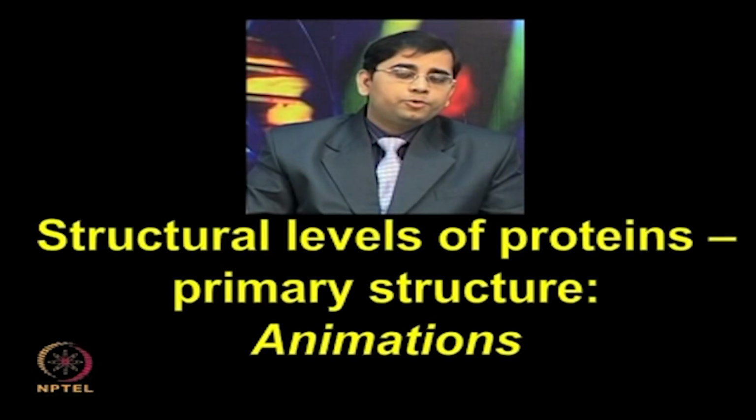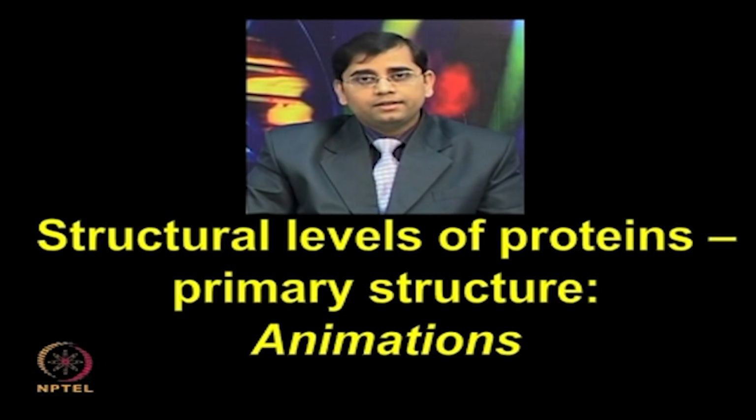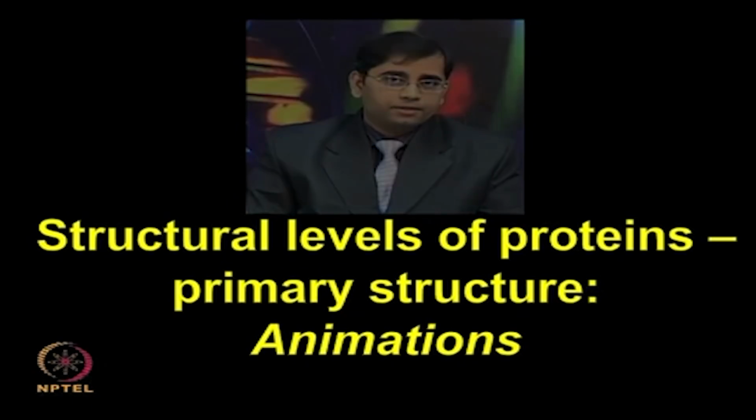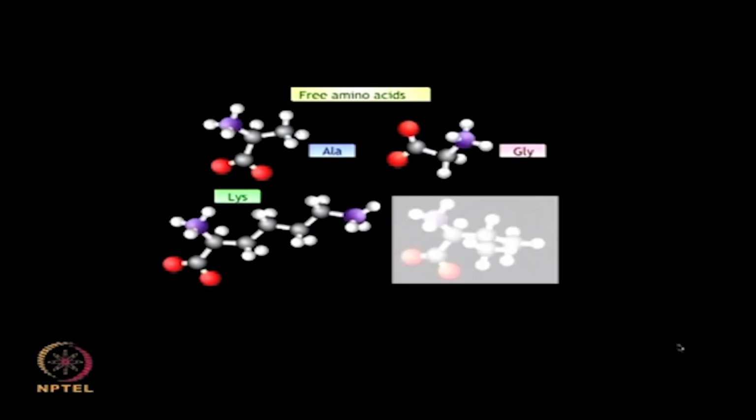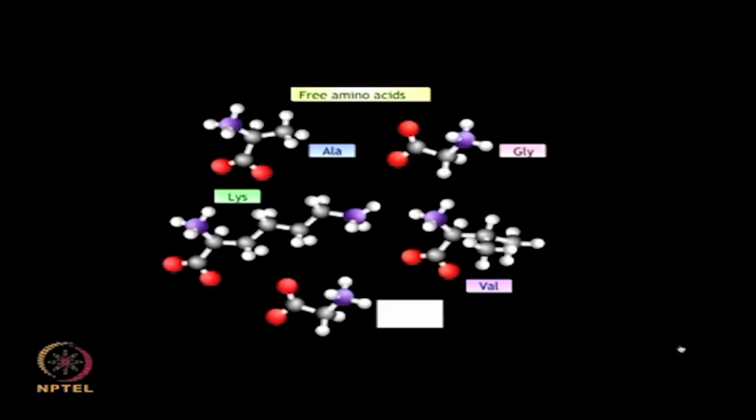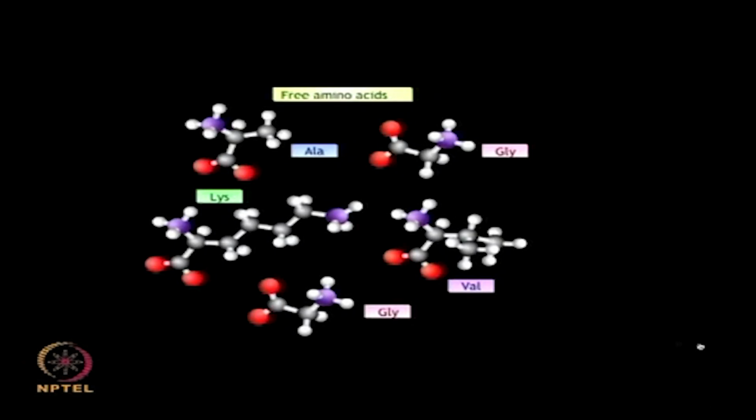The structure level of proteins, the primary structure: a few concepts will be discussed in the following animation. Amino acids are joined together in a head to tail arrangement by means of peptide bonds with the release of water molecules. This linear sequence of amino acids constitutes the primary structure.